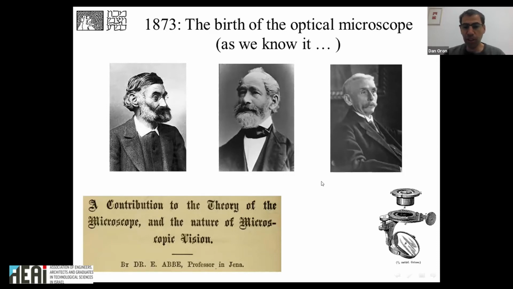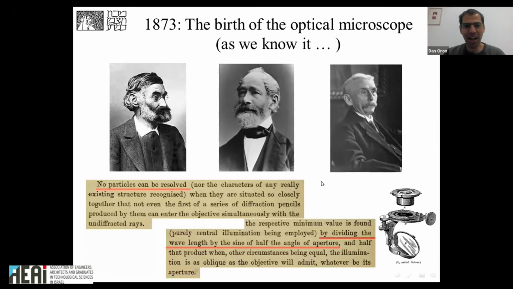And if you read through the text, which is very long, at some point you get to this paragraph. And it says, no particles can be resolved, and so on. There's a lot of talk because he was very, very German and precise about this. And then after a lot of talk, he gives the formula, dividing the wavelength by the sine of half the angle of the aperture. That's the famous diffraction limit. And half that when the illumination is oblique. So as oblique as the objective will admit.